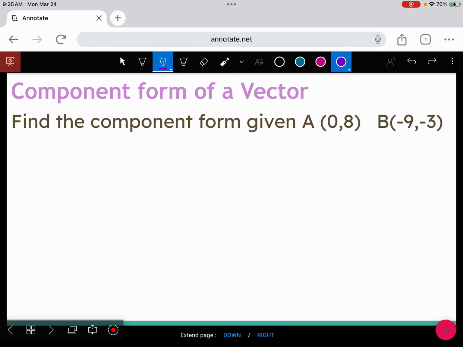So we're going to find the component form if we're given our initial point at 0, 8, and our terminal point at negative 9, negative 3.